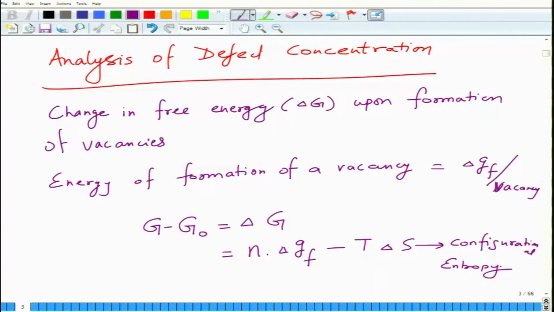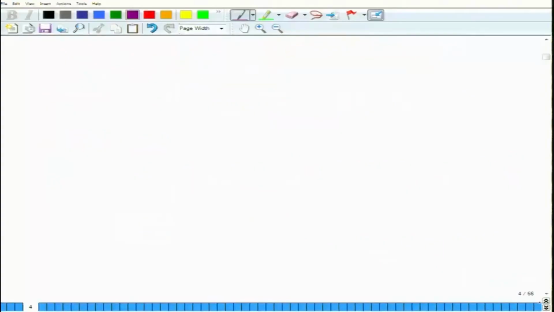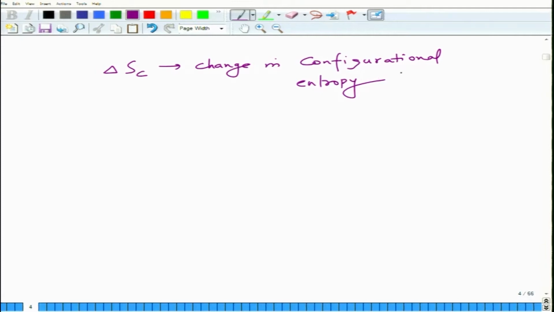When you introduce vacancies in a material, predominantly you are changing the configurational entropy, because since you have one vacant place, the atoms can be put into various configurations. So, we need to work out the change in configurational entropy that happens upon introducing a vacancy. This delta SC is the change in the entropy, and this is positive in nature, as we will see.